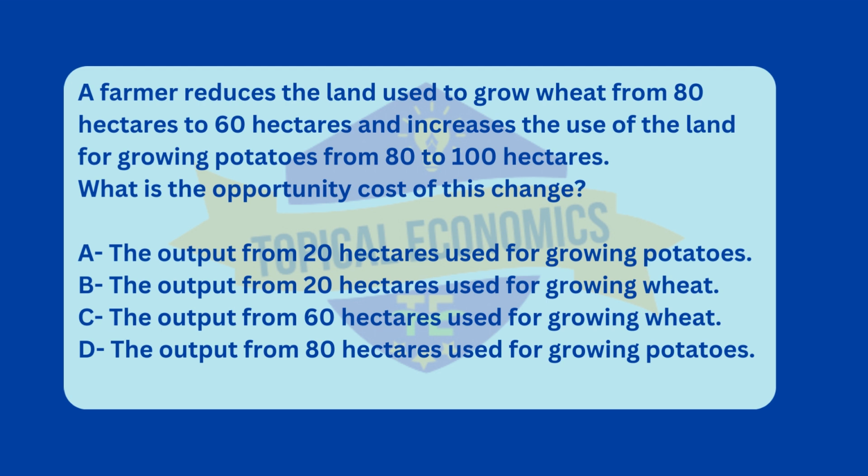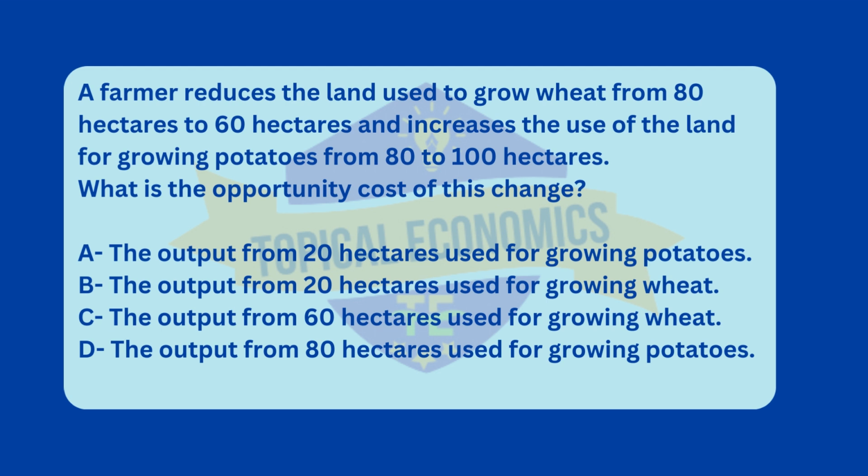Analyzing the other options. Option A. The output from 20 hectares used for growing potatoes is incorrect, because the farmer is gaining 20 hectares of land for potatoes, not losing it. The opportunity cost refers to what is given up, not what is gained. In this case, the opportunity cost is the wheat that was sacrificed in favor of growing potatoes, not the potato output. Next, option C. The output from 60 hectares used for growing wheat is incorrect, because the farmer still uses 60 hectares for wheat, which is not foregone. The opportunity cost is associated with the 20 hectares of wheat land that was given up, not the land that is still being used for wheat.